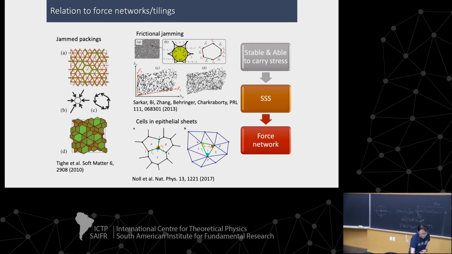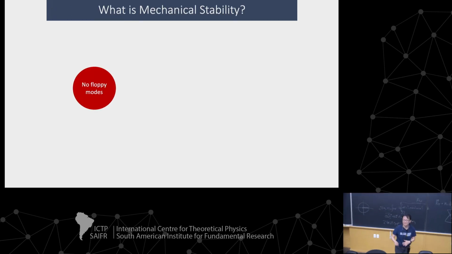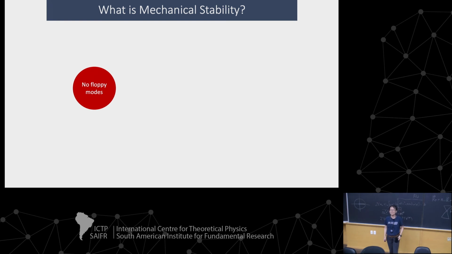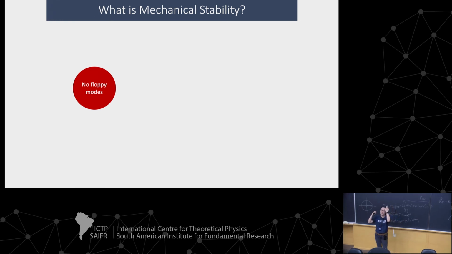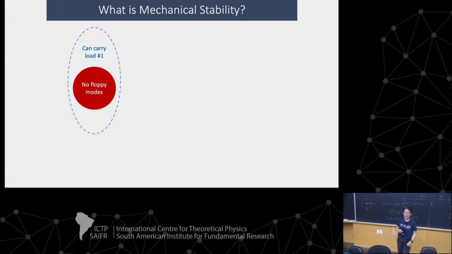Okay, so here, let's take a little bit of a detour to talk about the importance of states of self-stress and what it means when something is rigid, right? Because people have been studying mechanical stability in soft matter for a very long time, sometimes we still use different definitions for mechanical stability, right? One common criterion people use is no floppy modes. If you have no free moving parts, you say something is stable. However, practically, there are often other criteria.